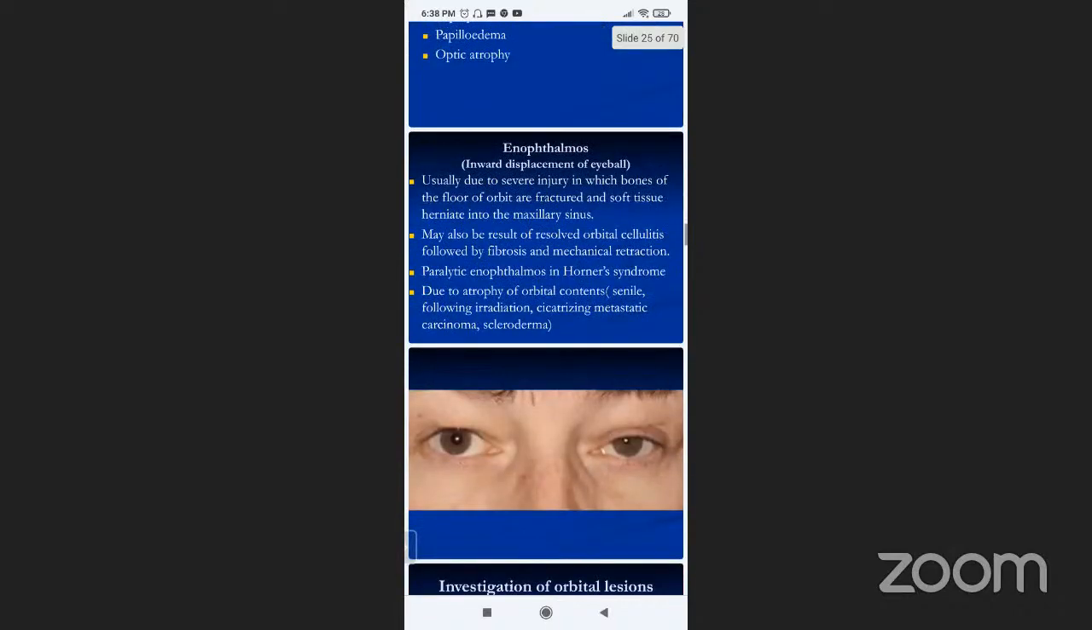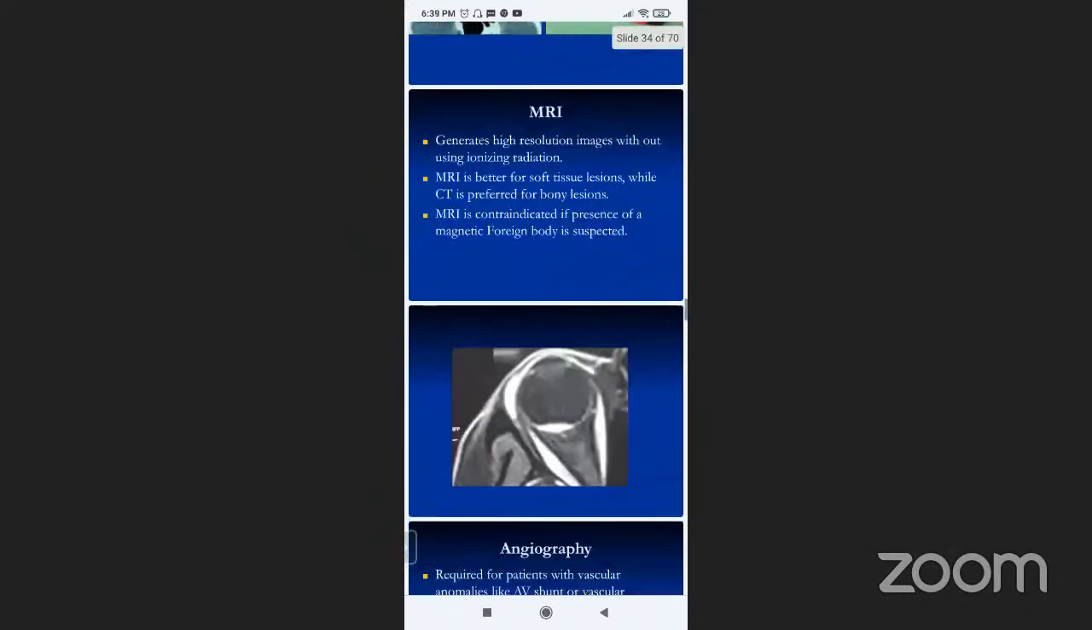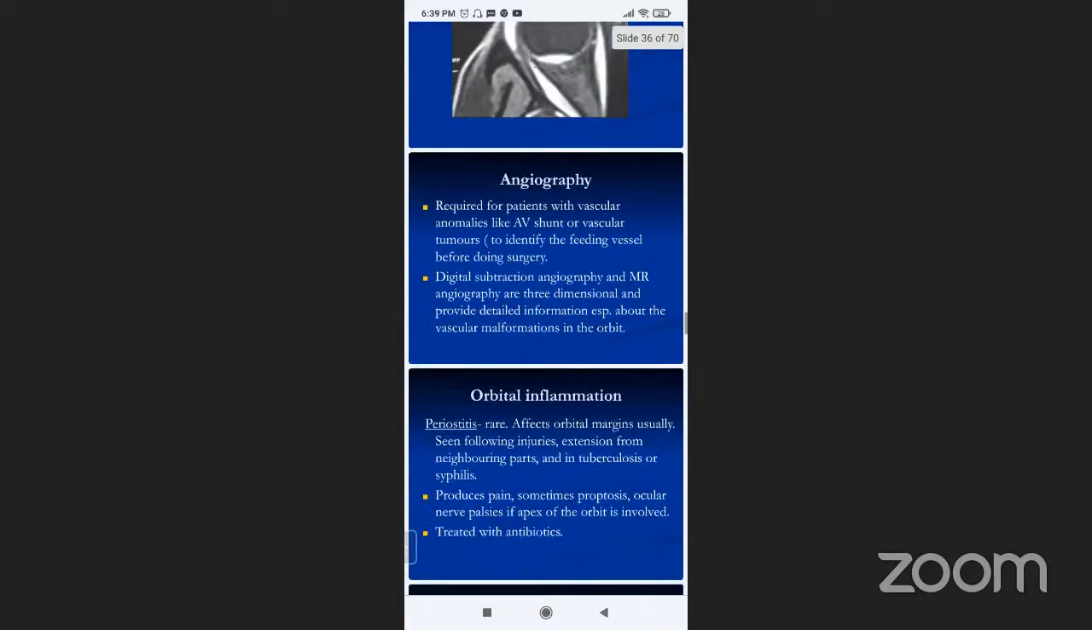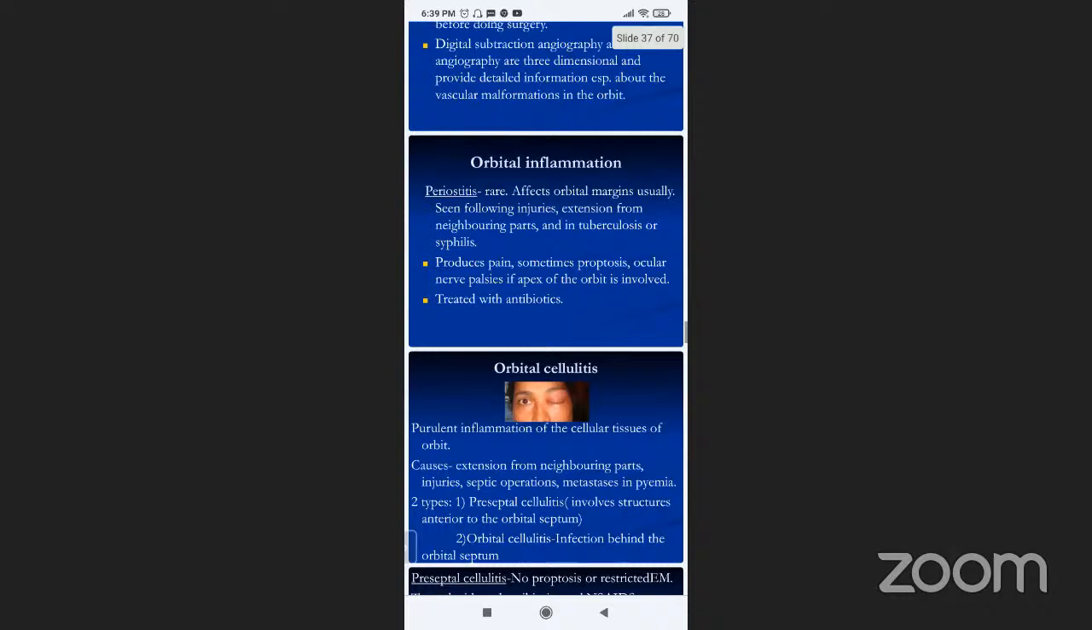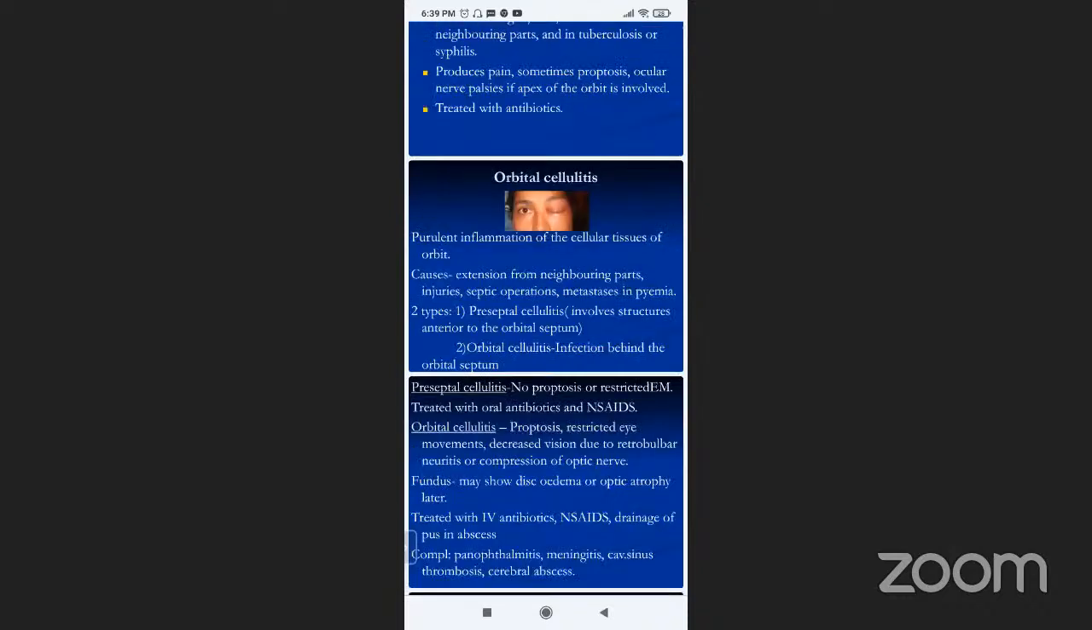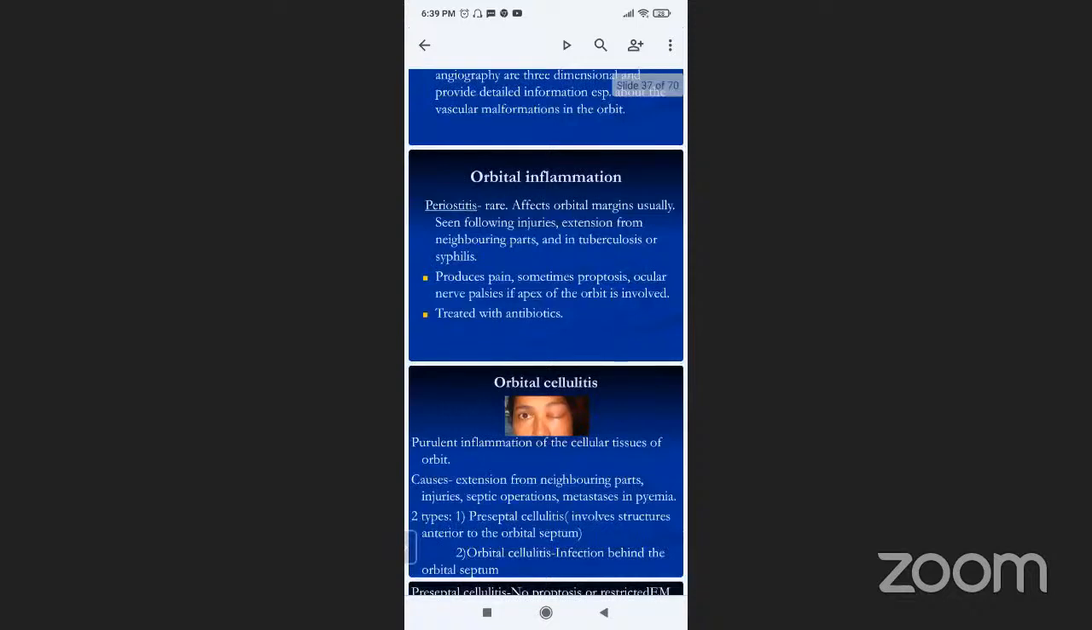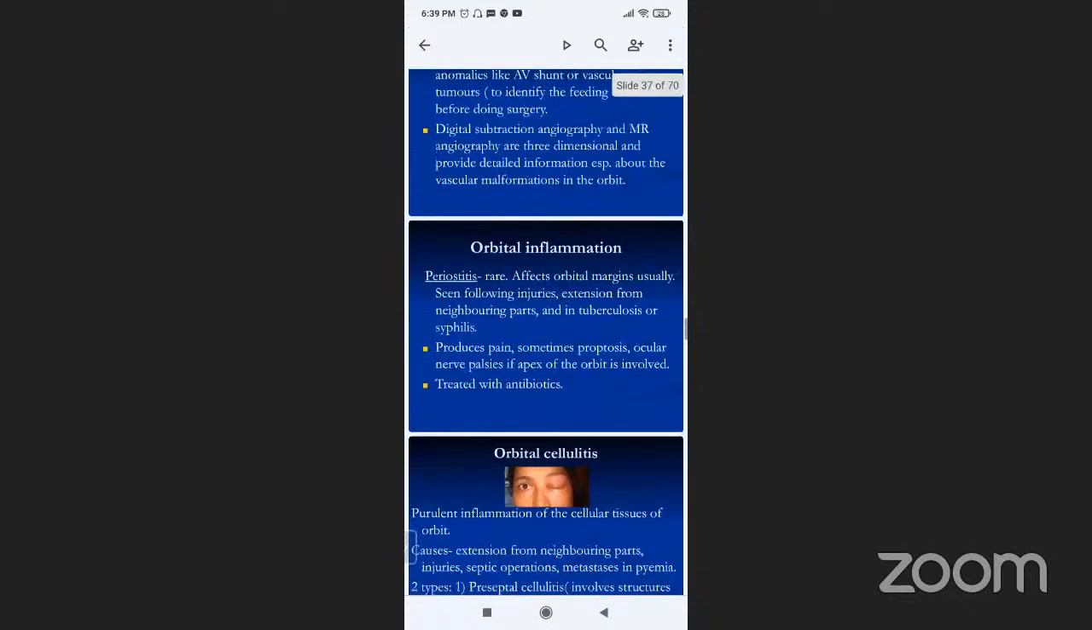Then in the next class, we will discuss each condition in detail, like orbital inflammatory disease. Then what is orbital cellulitis? What is thyroid eye disease? Or which are the tumors affecting the orbit? All this can be discussed in the next class. Any doubts?